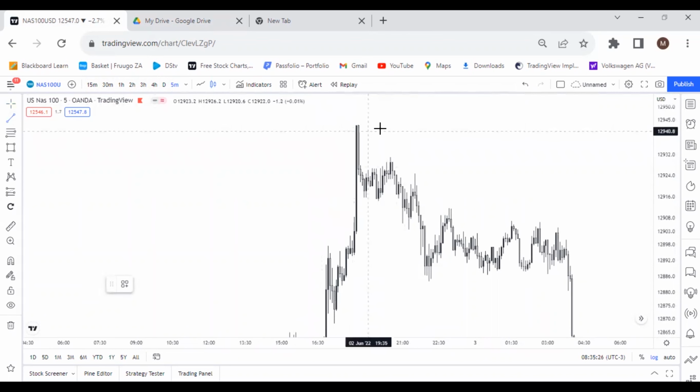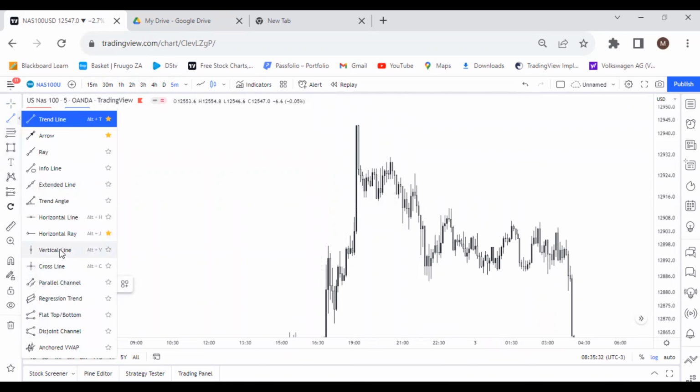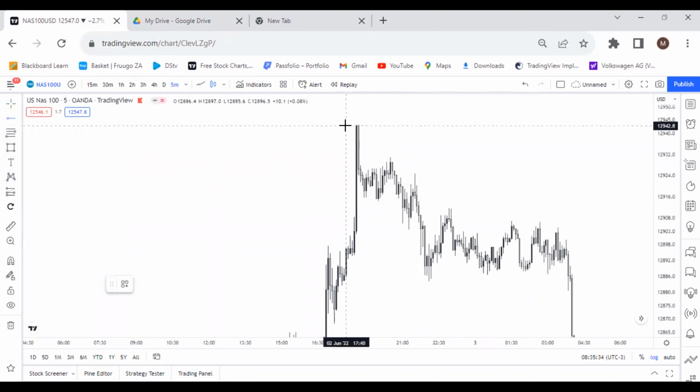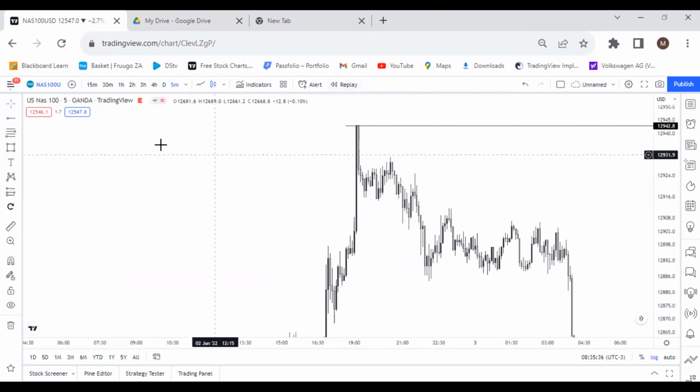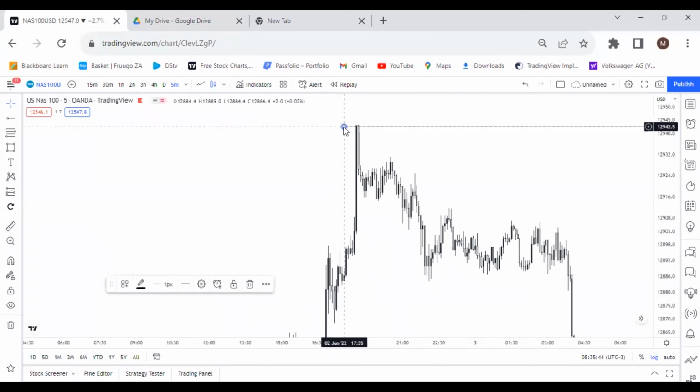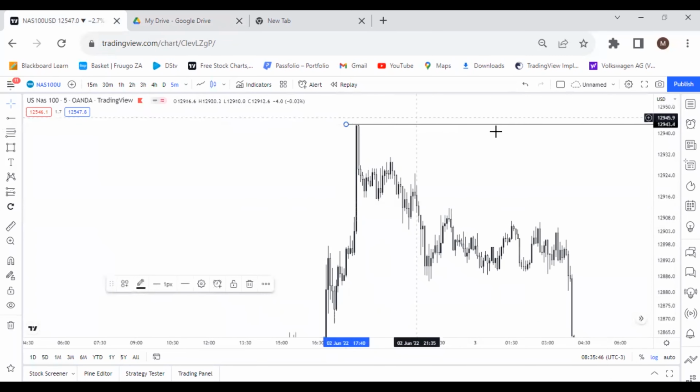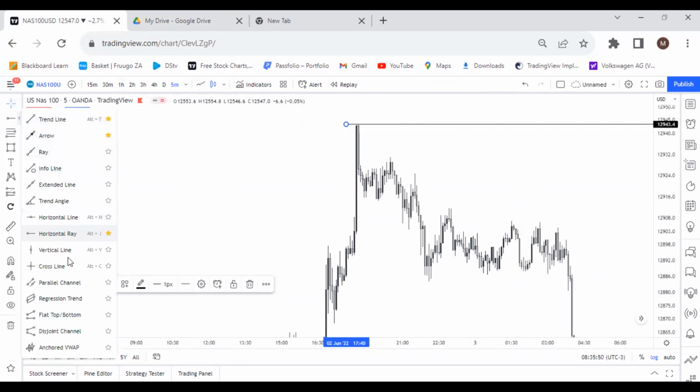This is where the market reversed. You can draw your horizontal lines, but I don't like putting those, because I know that point is the high where it reversed, so I don't need to always put lines and mess up my charts with so many things going on.